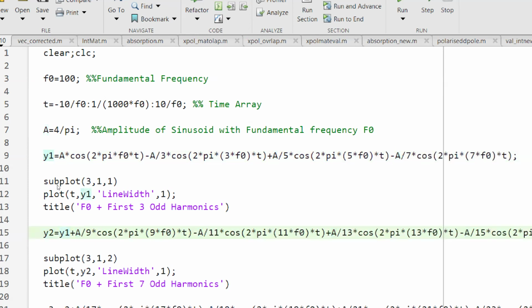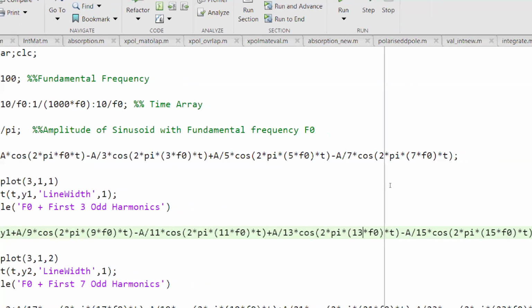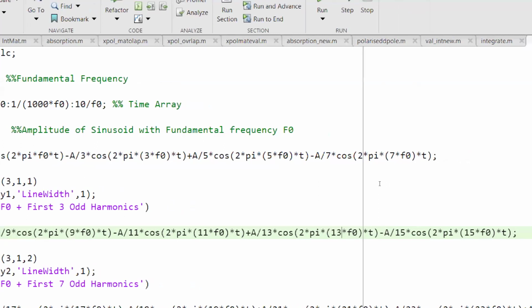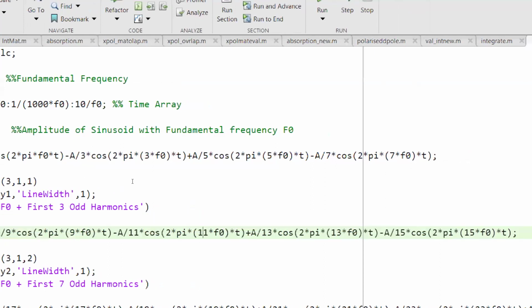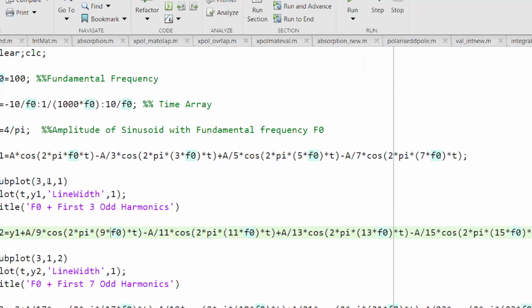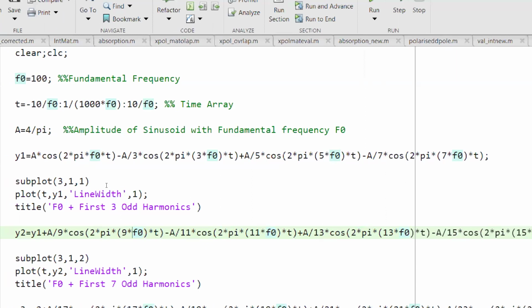So I am putting a positive sign here, and then I have written the next harmonic term, which is 9f naught. Similarly, the next harmonic terms will be 11f naught, then 13f naught, and then 15f naught, right? In this way, you can see I have added 1, 2, 3, 4 and 5. So in this case, I have added four additional harmonic terms, and I have already added three harmonic terms in y1.